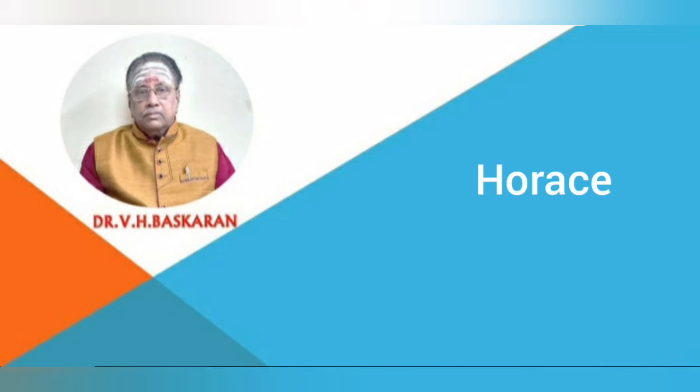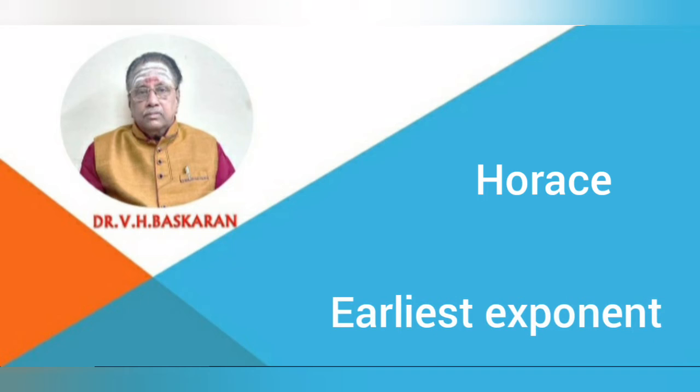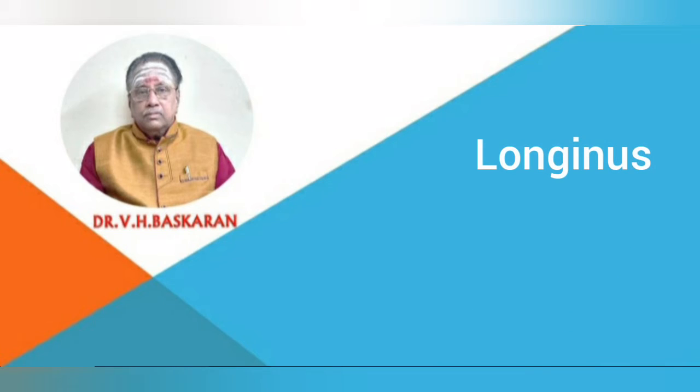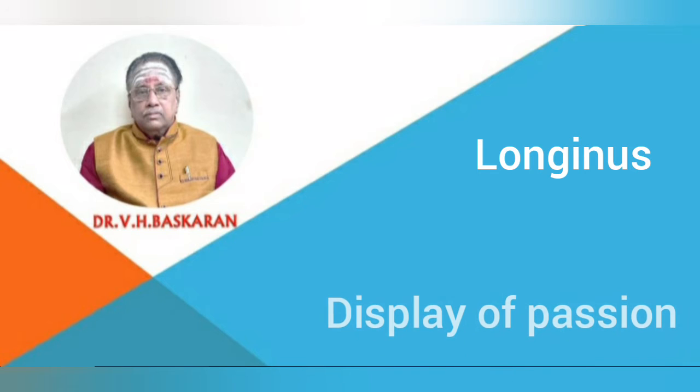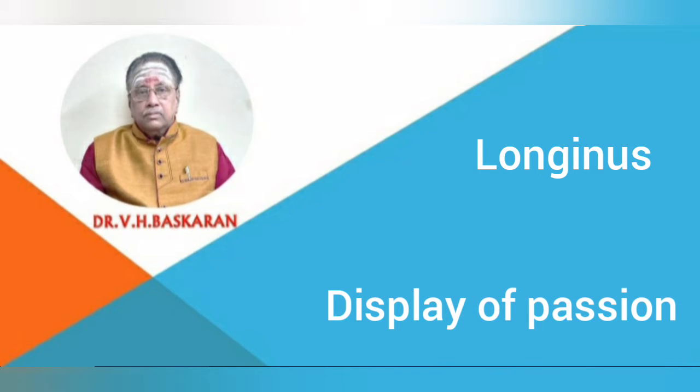Horace, the earliest exponent of the classical school of criticism, suggests to the Romans to follow the models of Greek masters. Longinus holds the view that a work of art is an appropriate display of passion.